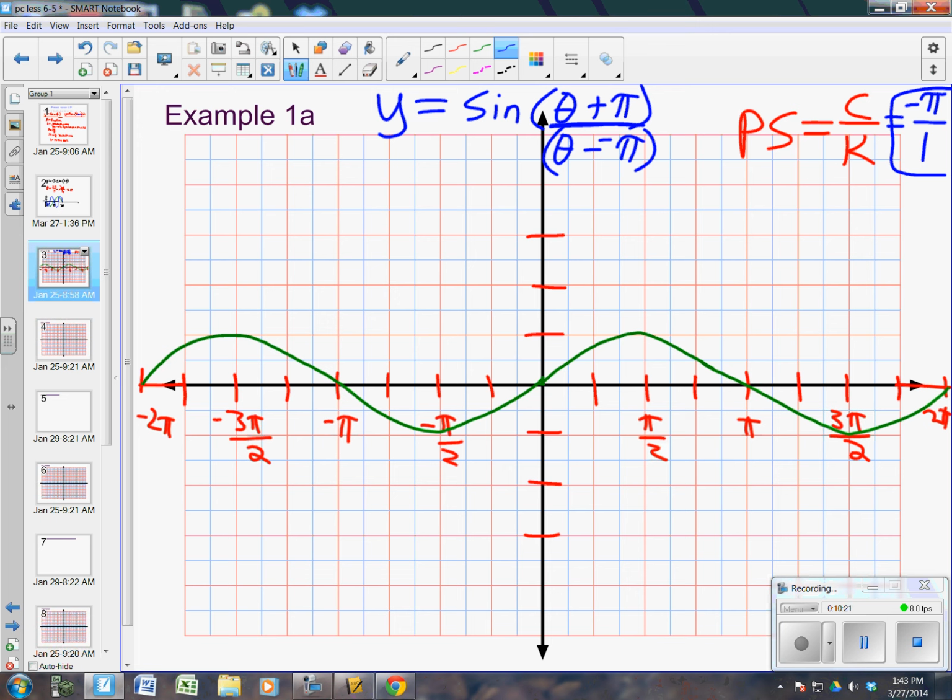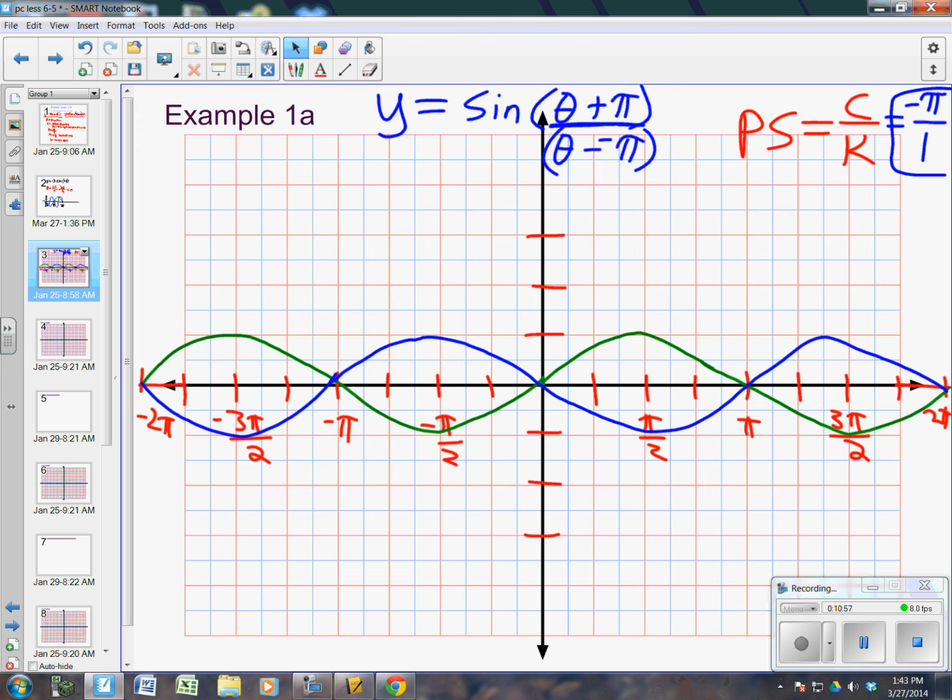Well, I'm going to take this point right here, you guys, where it's crossing the y-axis, and I'm going to move it pi units to the left. That's to right here, right? So it's going to go up right here, down right here, up right here, down right here, and to there. So it's just going the opposite of the other one, right? Okay, so the blue one is the graph of y equals sine of theta plus pi. We shifted it. We moved it to the left pi units.